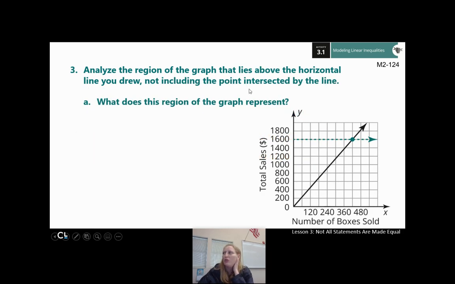If we go to number 3 on page 124, we still have our graph here. I would like you to now analyze the region of the graph that lies above the horizontal line we drew. And it does not include my lovely point this time. So what I'd like you to do is answer questions A, B, C, and D. And then once you've worked that out, go ahead and hit pause and we'll keep the discussion going, guys.